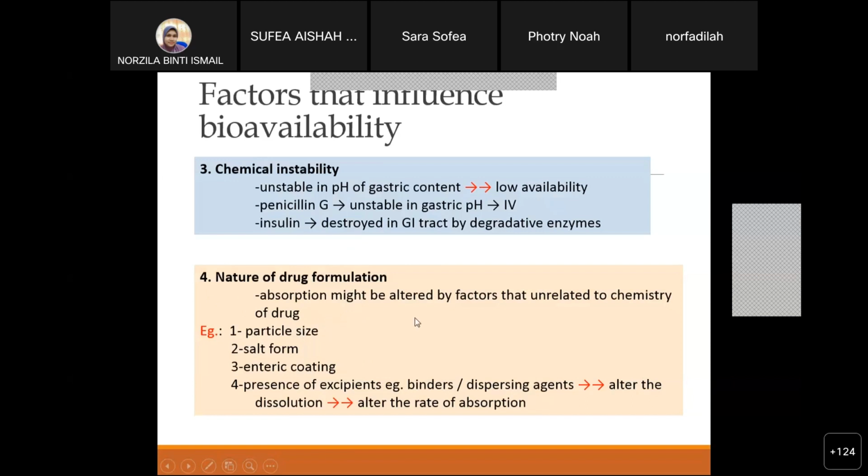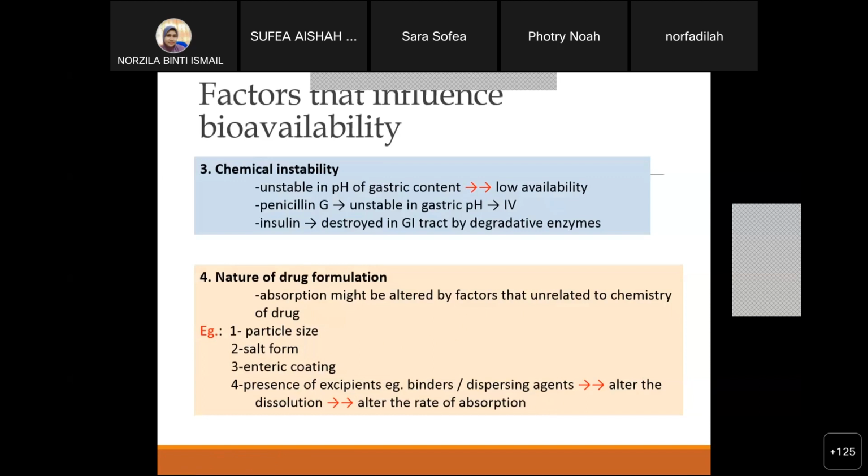Okay, the other factors that influence bioavailability: the nature of drug formulation. Absorption might be altered by factors that are unrelated to the chemistry of the drug. The nature of drug formulation influences whether it is highly absorbed or not. For example, the particle size of the drugs, the salt form, enteric coating, the presence of excipients like binders and dispersing agents. These excipients can alter the dissolution of the drugs and the rate of absorption, and eventually alter the percentage of bioavailability of the drugs.